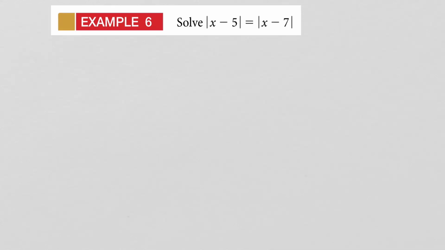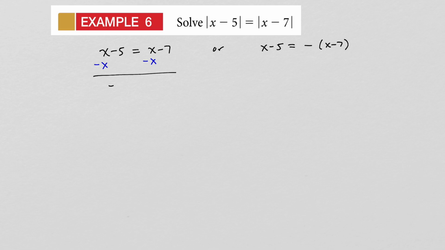So this example is just like the last one. We know we have two possibilities here. Either x minus 5 must be equal to x minus 7, or x minus 5 must be equal to the opposite of x minus 7. Now the interesting thing here is when you go to solve this first equation, you get negative 5 is equal to negative 7. And of course, this is not true. So there is no solution to that equation.